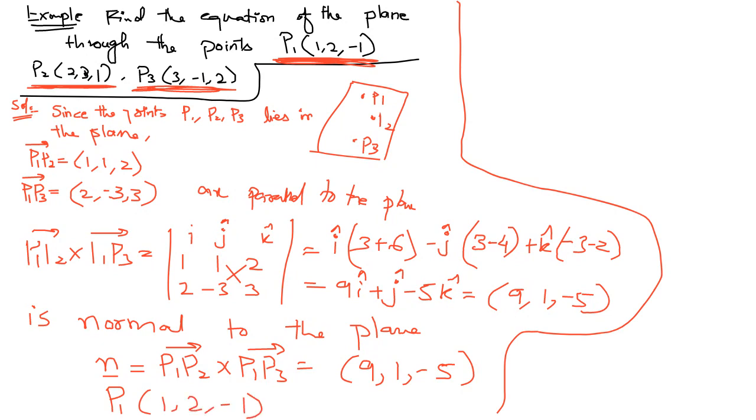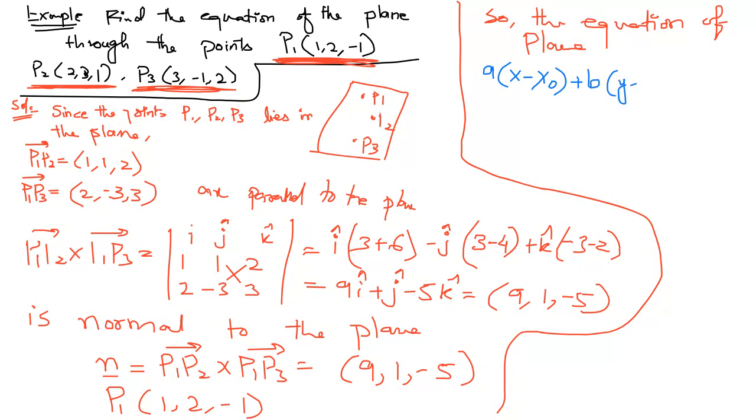And so the equation of the line, so the equation of the plane, not line. What is the equation of the plane? a(x minus x naught) plus b(y minus y naught) plus c(z minus z naught) is equal to 0. Okay, this is x naught, y naught, and z naught. And this is equal to what? a, b, and c. Substitute the values.